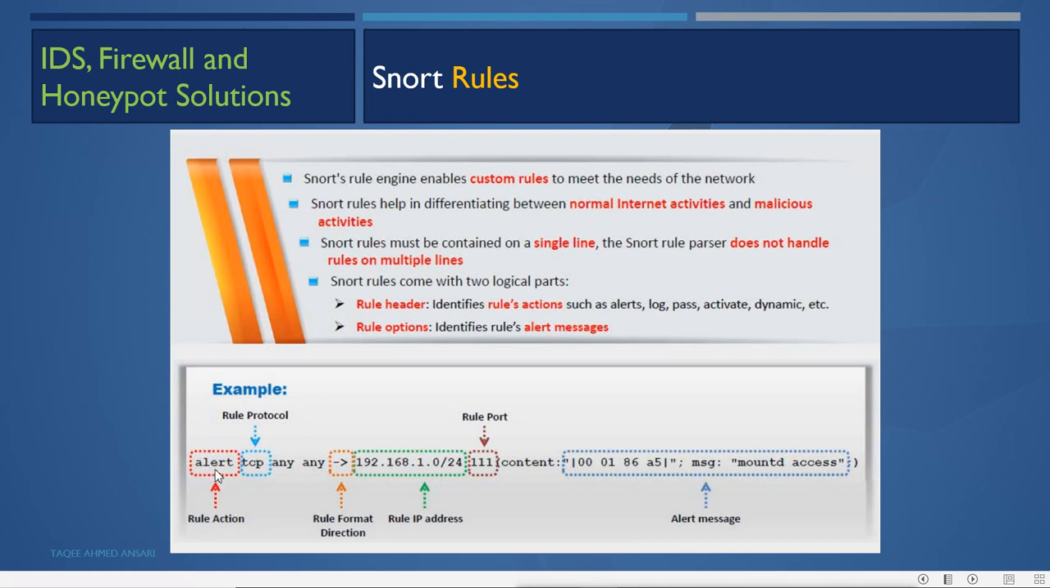That means the rule is going to alert, it is not going to log or pass. Now the rule protocol, here it is defining the protocol as TCP. Then here it is mentioning any. Now any, you see the direction here first, the rule format direction. Now the direction means internal or outside, external. That means it is a rule for inbound traffic or outbound traffic.